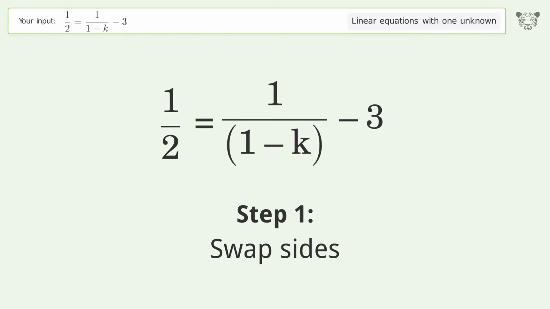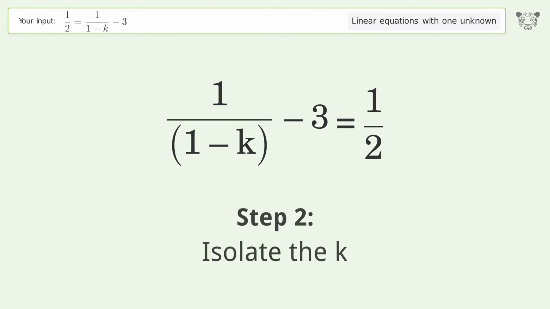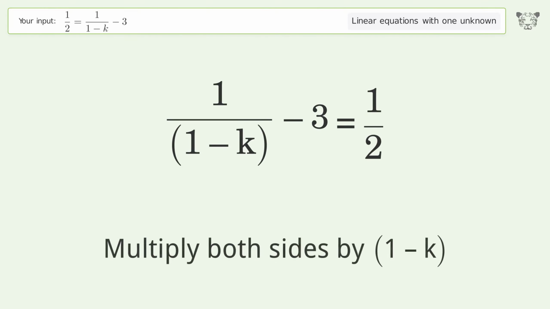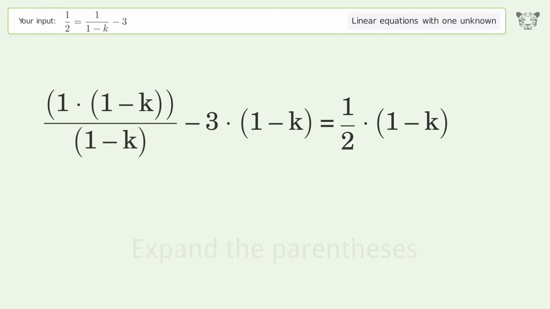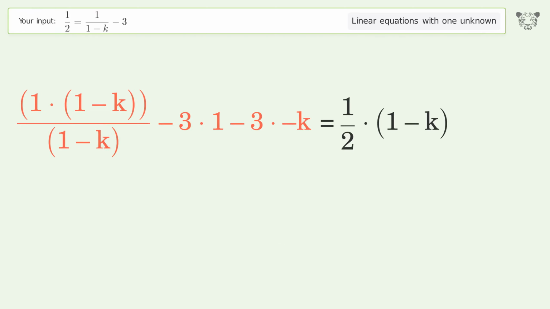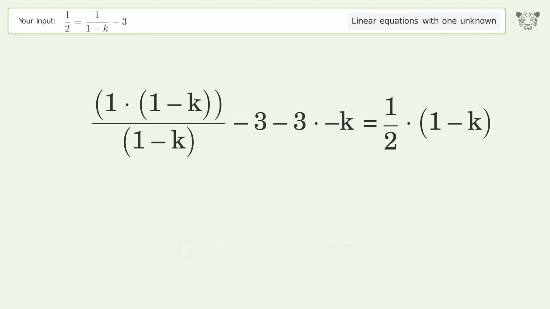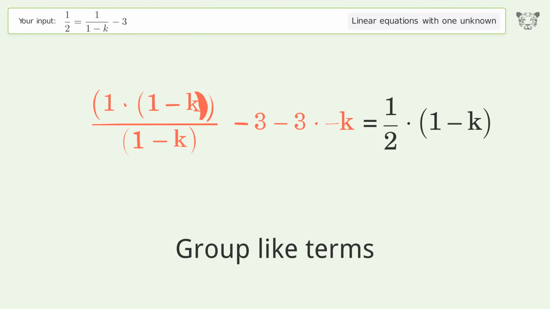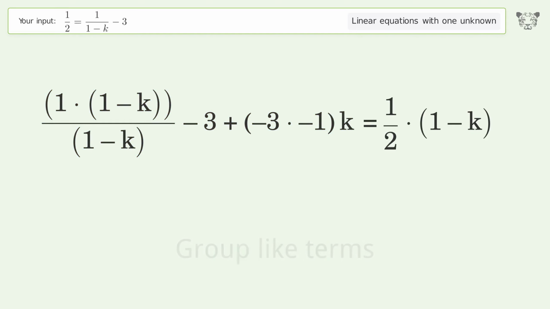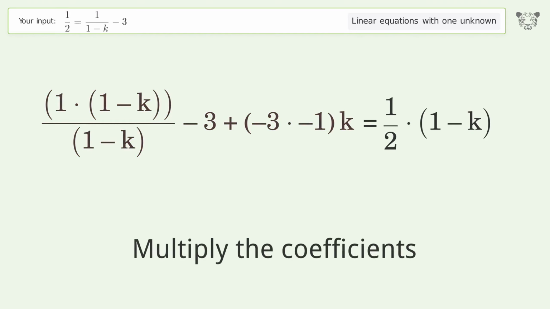Swap sides. Isolate the k. Multiply both sides by 1 minus k. Expand the parentheses. Simplify the arithmetic. Group like terms. Multiply the coefficients.